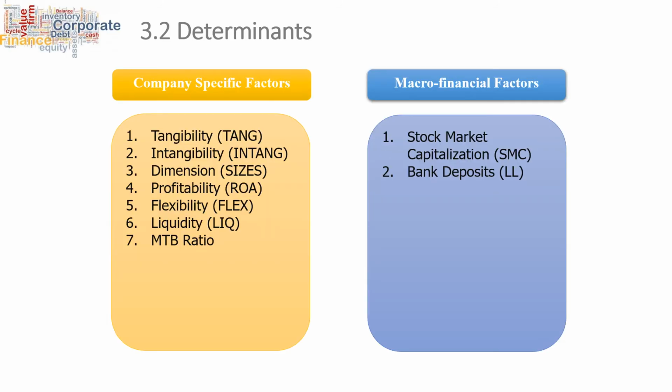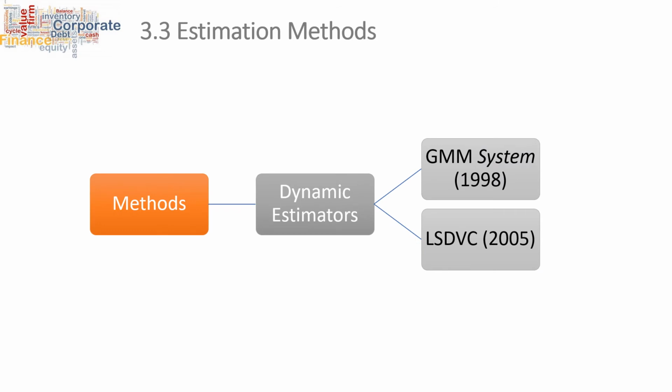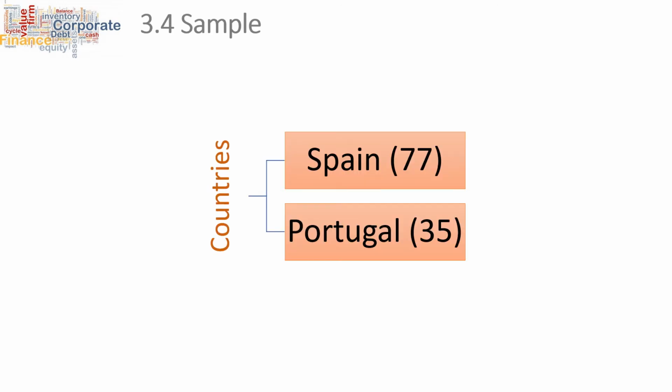The determinants for company-specific factors are tangibility, intangibility, dimension, profitability, flexibility, liquidity, and market-to-book value. For the macro-financial factors, they are stock market capitalization and bank deposits. In this study, we use the dynamic estimator GMM system, Bruno 2005. In the sample, we use 77 companies from Spain and 35 companies from Portugal.